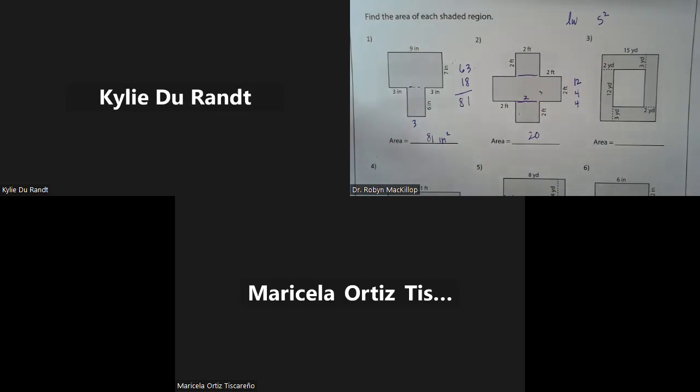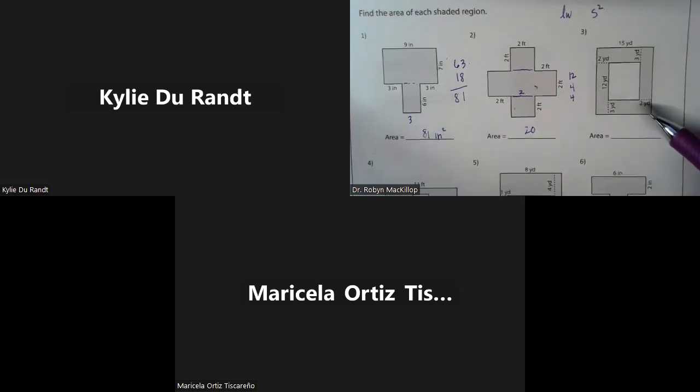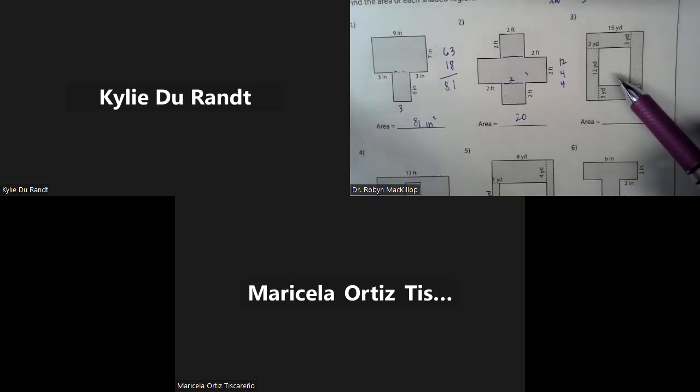So, not bad. I am going to take a look at this one because look at what they did. They gave you a big hole in the middle. So you are figuring out the area of the shaded parts. And that means you've got 1, 2, 3, 4 rectangles. And you don't have to worry about anything in here.